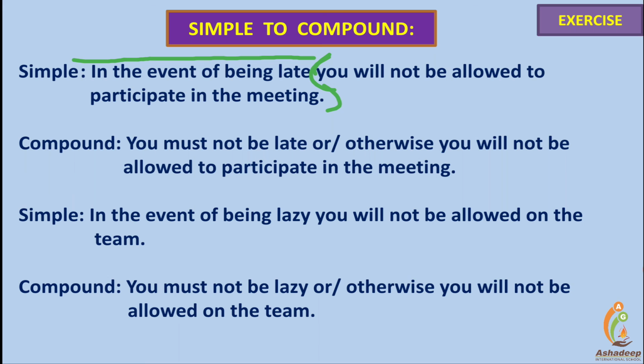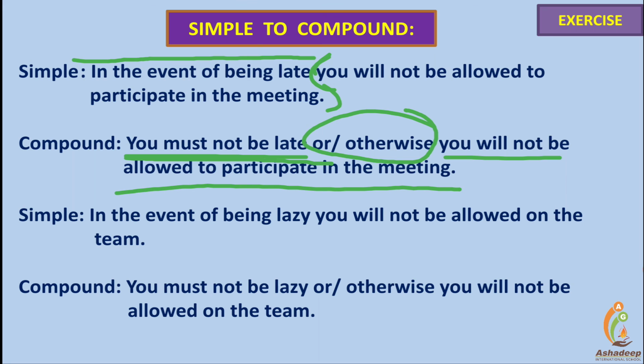Now to convert it into a compound, there should be two clauses. So the phrase will be converted into a clause. You must not be late, or otherwise you will not be allowed to participate in the meeting. Here you can see the phrase has been converted into a clause, into a sentence, and or and otherwise are the conjunctions to show two possibilities.